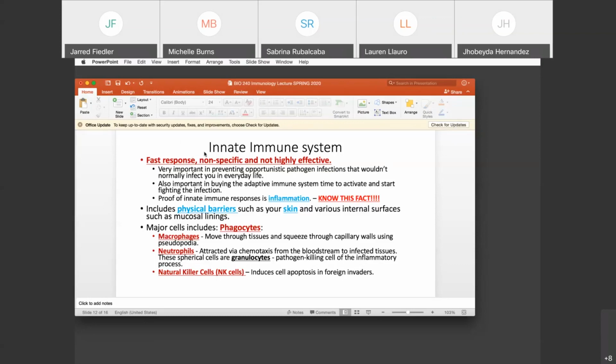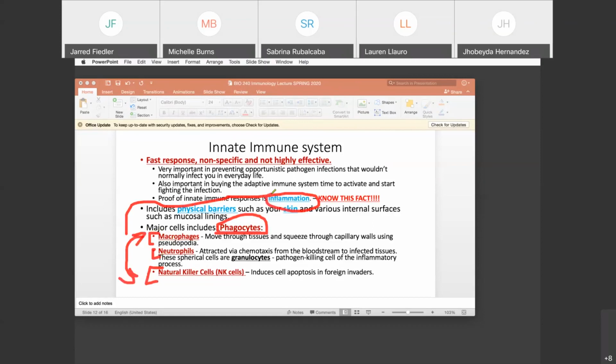Now, when you get some kind of infection, or maybe a little cut, you're going to start recruiting phagocytes. These are the class of cells that are part of the innate immune system. You're going to start recruiting macrophages, neutrophils, and natural killer cells. These three cells start congregating at the site of infection, and they're going to cause inflammation. They're the reason why you get inflammation. The initial inflammation is due to the innate immune system's fast response.